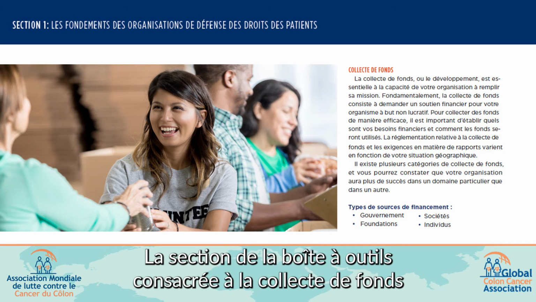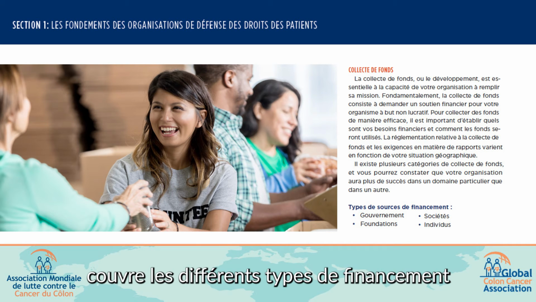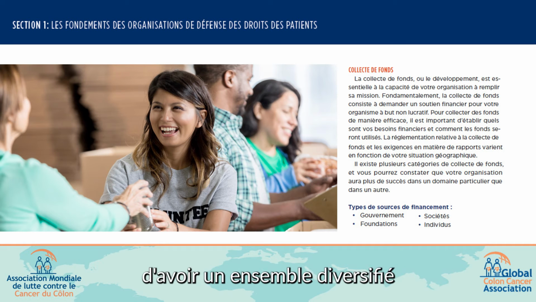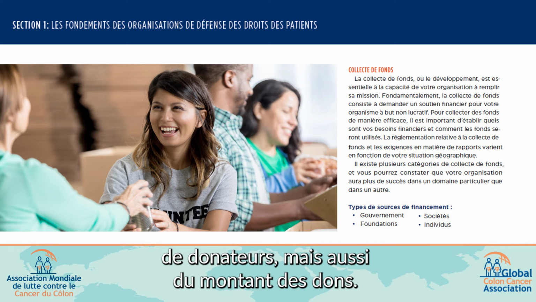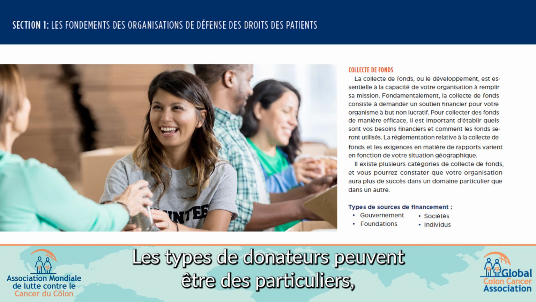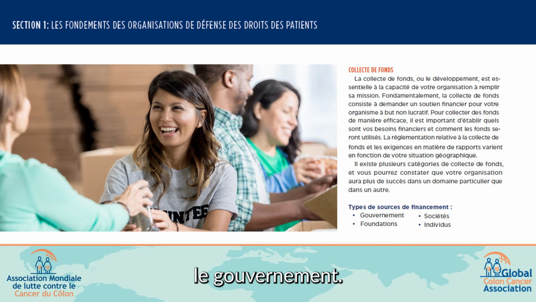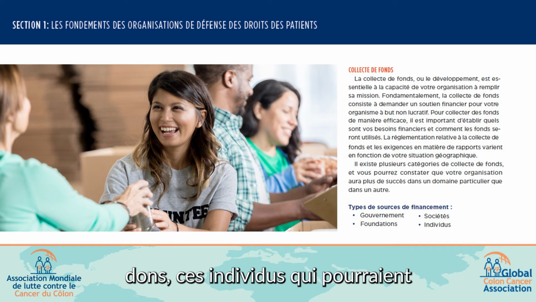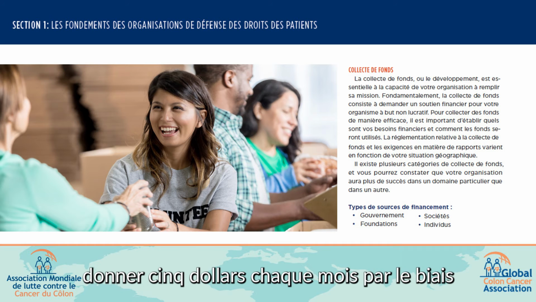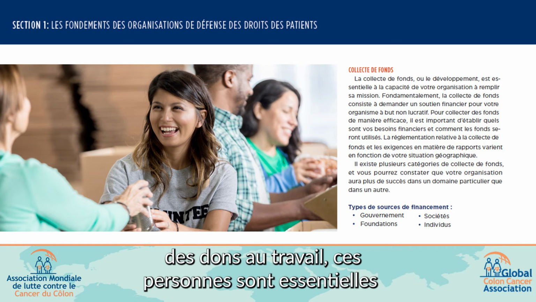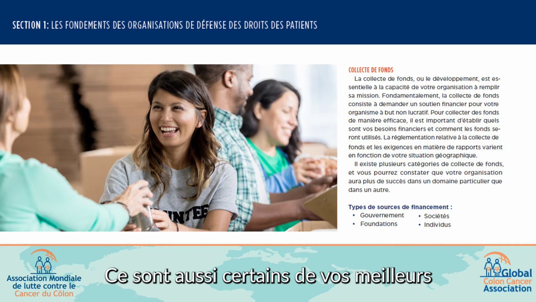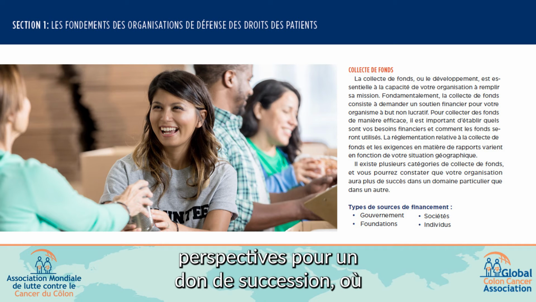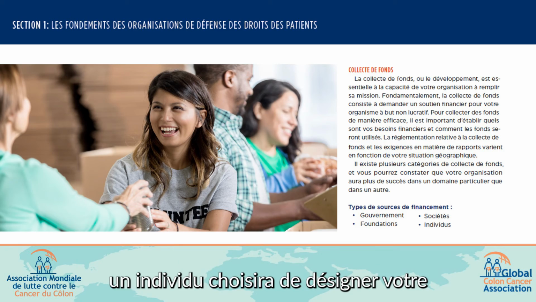The fundraising section of the toolkit covers the different types of funding opportunities and highlights the importance of having a diverse set of donors, both from the types of donors but also the size of donations. The type of donors could be individuals, corporations, foundations, and even government. But for the size of donations, those individuals who may give $5 each month through workplace giving, those are critical individuals and a very important part of your funding. These are also some of your best prospects for an estate gift, where an individual will name your nonprofit in their will.